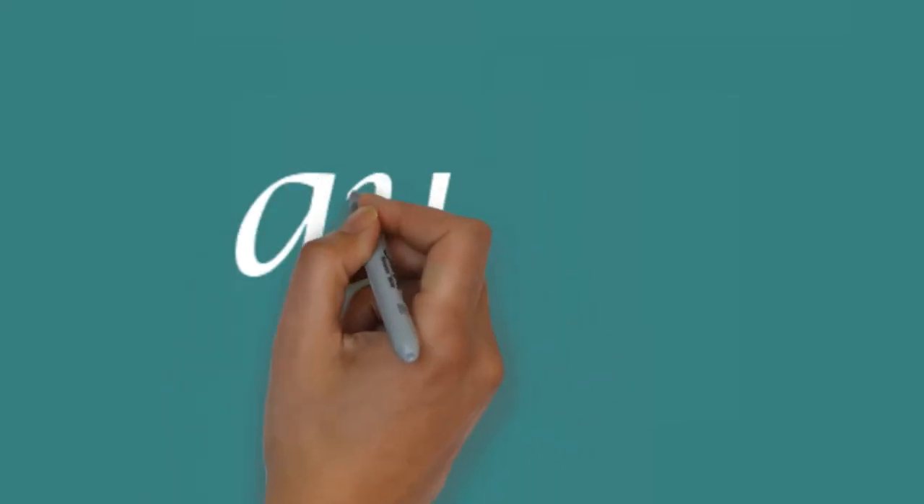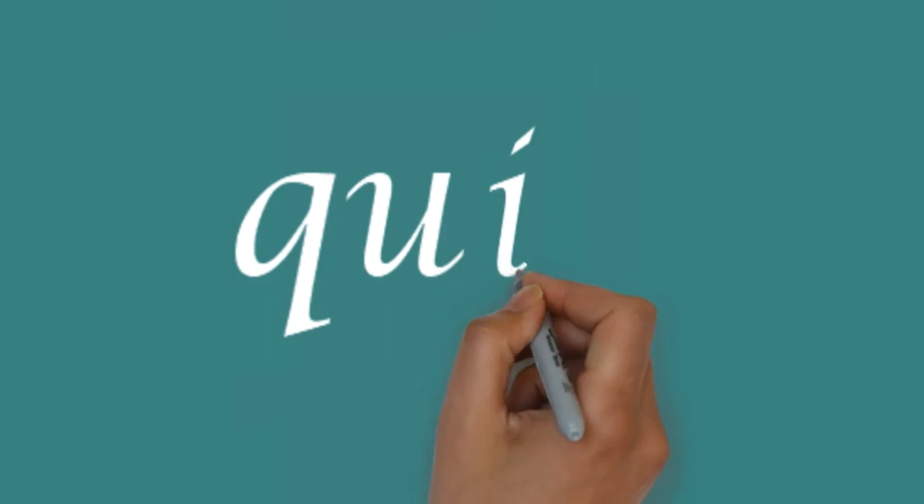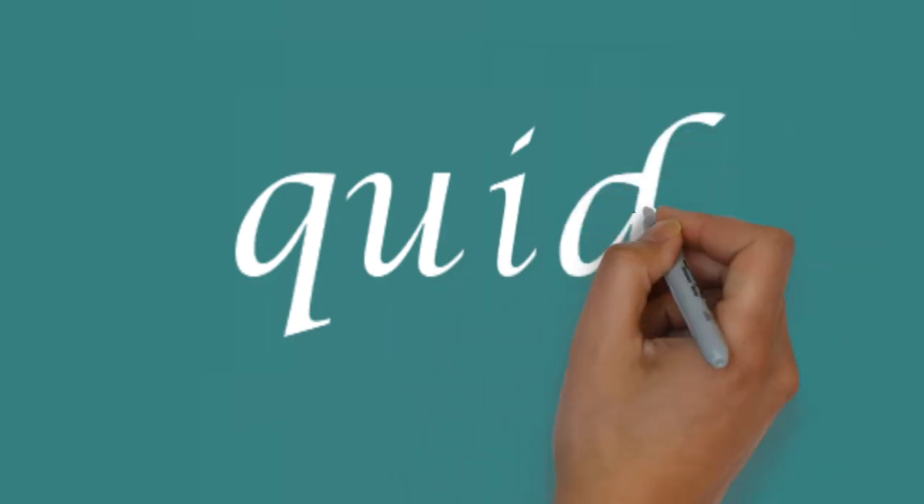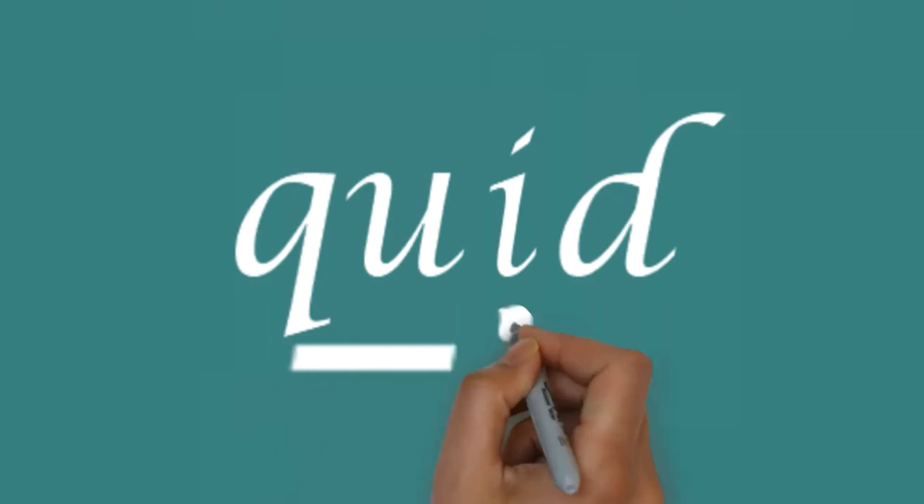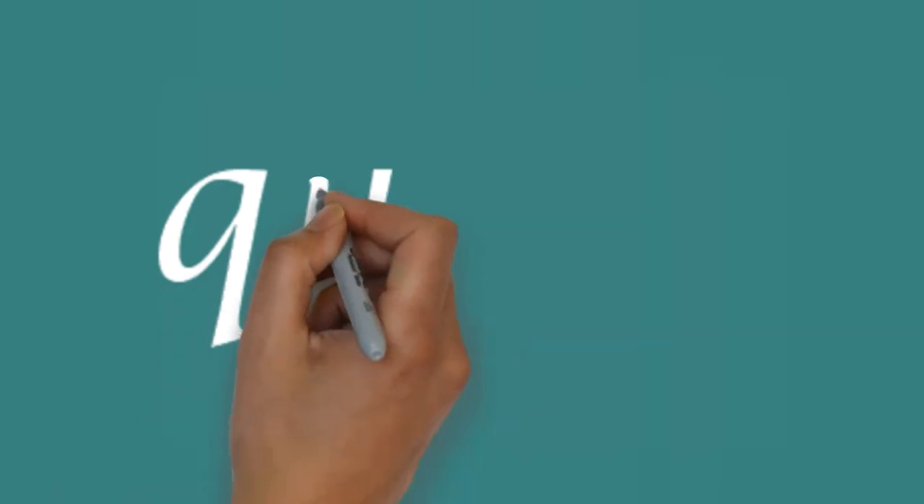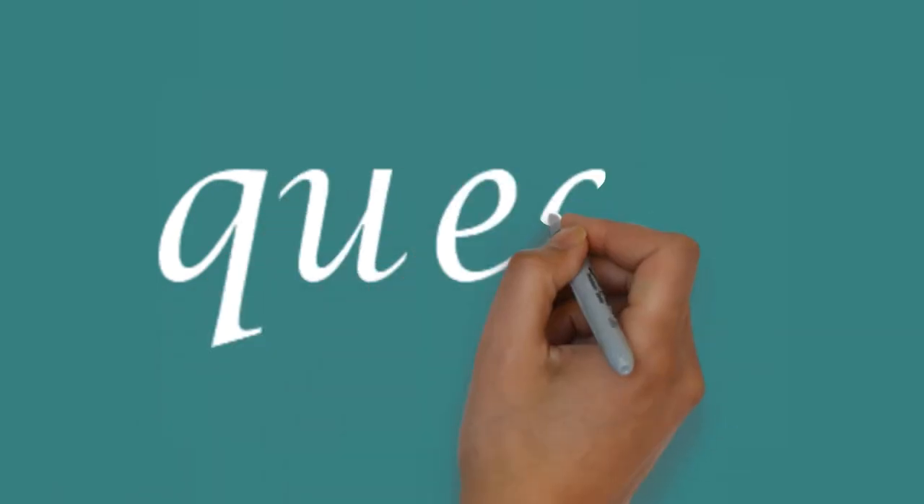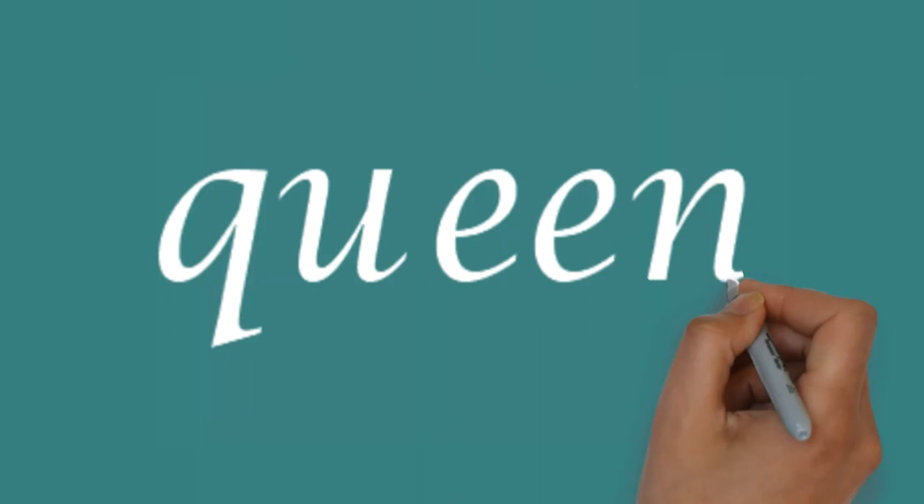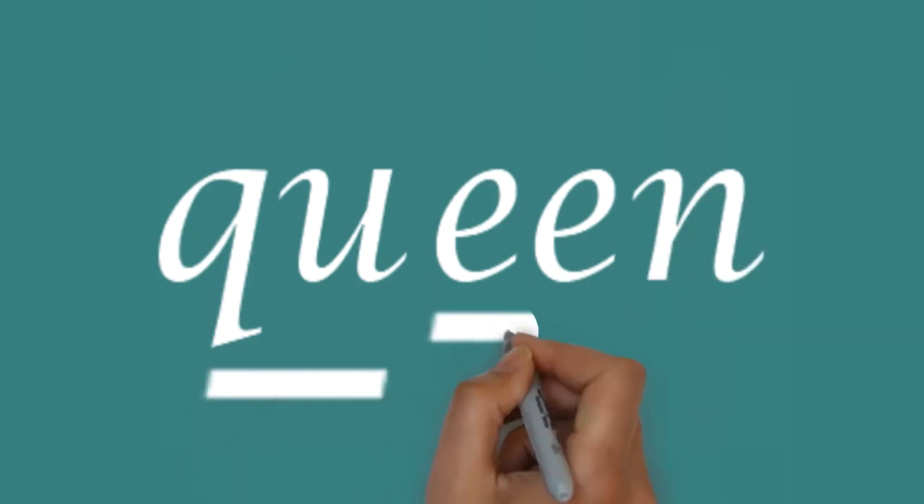Qua, i, and d. Qua, i, d. Quid. Now let's try queen. Qua, i, and n. Qua, i, n. Queen.